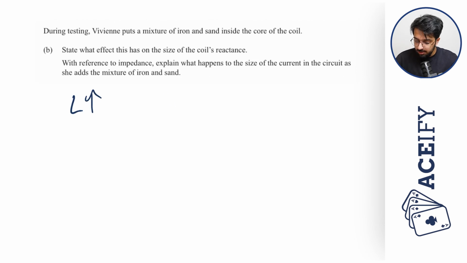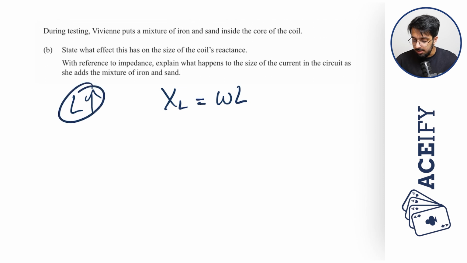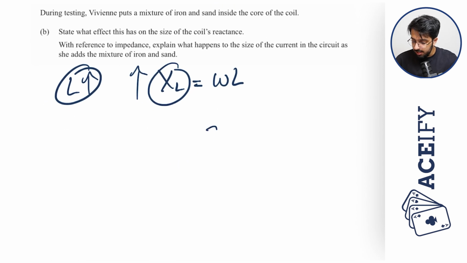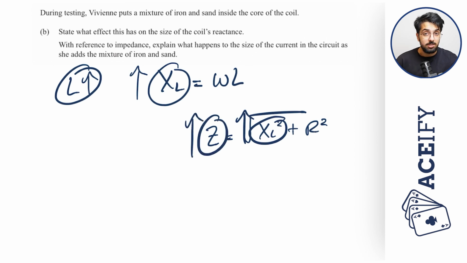And so because we know that the reactance of the inductor is equal to the angular frequency of the AC power supply multiplied by its inductance, if the inductance increases, therefore the reactance will increase. And so because our impedance is equal to the square root of XL squared plus R squared, if the reactance of our inductor increases, therefore the impedance of the circuit is going to increase.